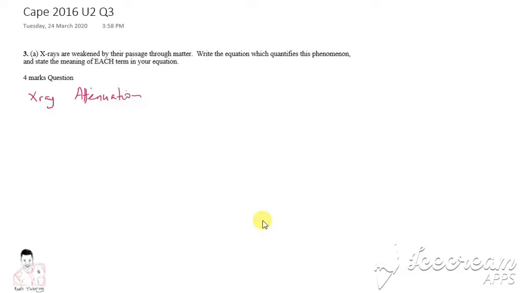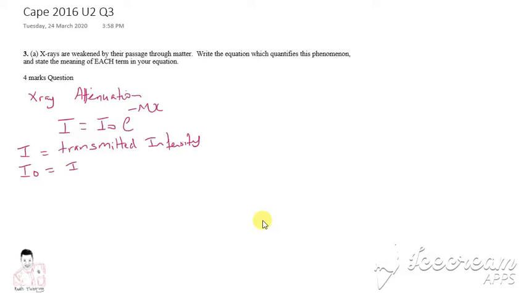That equation is I equals I naught times exponent e raised to the negative mu x. Good. So this I right here is going to be our transmitted intensity. Whereas I naught is going to be our incident intensity. So that's basically the amount of intensity you started off with initially.